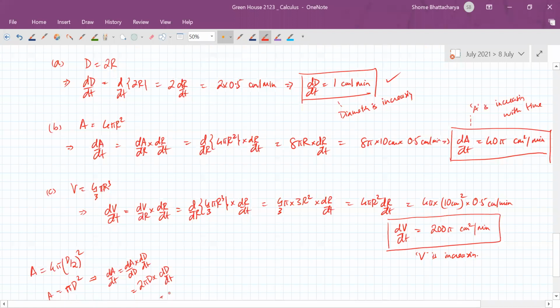Now you see, at the moment when we are talking about the radius is 10 centimeter, so the diameter is 20 centimeters, and rate of change of diameter we had seen was 1 centimeter per minute. So you see, you're getting the same thing, 40 pi centimeter square per minute. So there's no extra effort really. It's the same thing. Just you have to convert the formula in terms of diameter. I'd not convert the formula itself. So that's what we're doing.